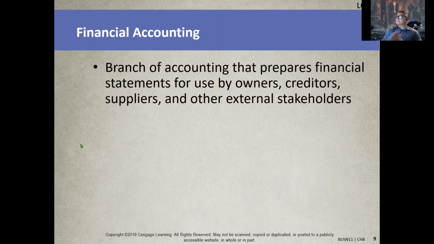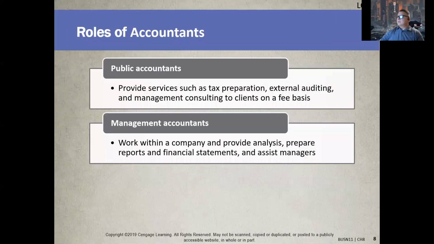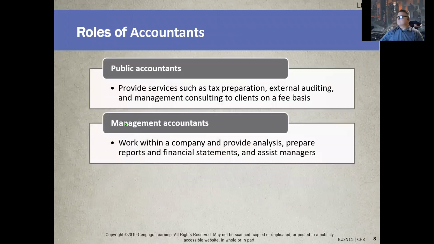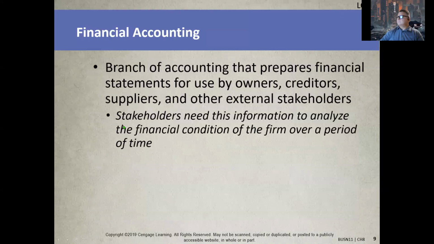Okay, financial accounting is a branch of accounting that prepares financial statements for use by owners, creditors, buyers, and other external stakeholders. And we talked about who those were. Stakeholders need this information to analyze the financial condition of the firm over a period of time.